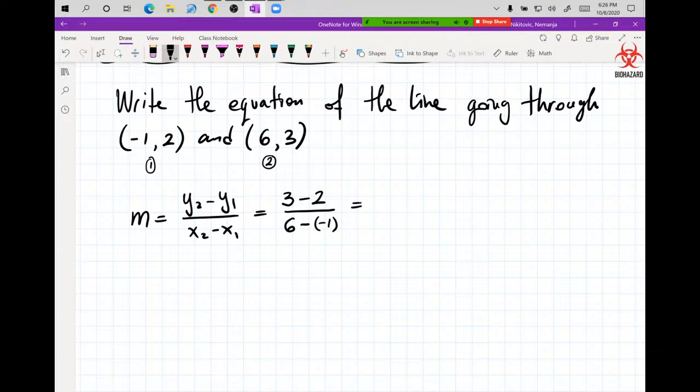So this is the skill from last class. We learned this on Tuesday. 3 minus 2 is 1, 6 plus 1 is 7.